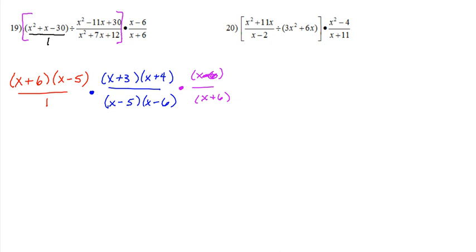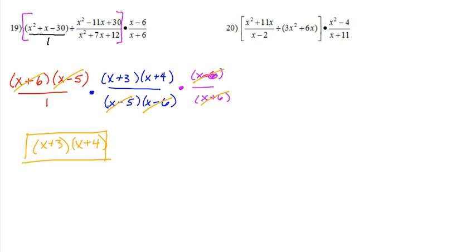Now let's do the fun part of canceling. If I see it on top and I see it on the bottom, I can cancel. So I see x minus 5, x minus 5, x plus 6, x plus 6, x minus 6, x minus 6, and I'm just left with x plus 3 times x plus 4. And again, I'm not going to FOIL this back out. I'm not going to put it over 1, but if you want to, that's completely fine. All right, hopefully this is coming a lot easier for you by now.